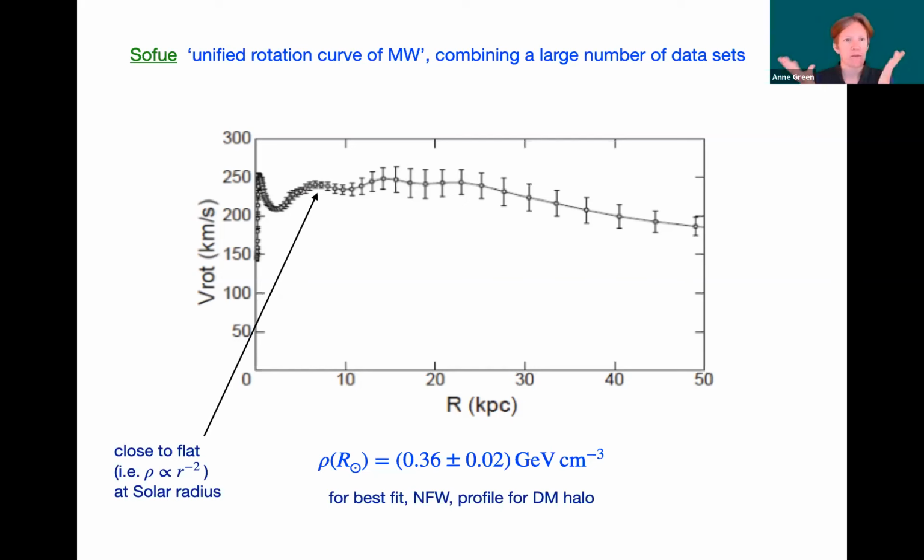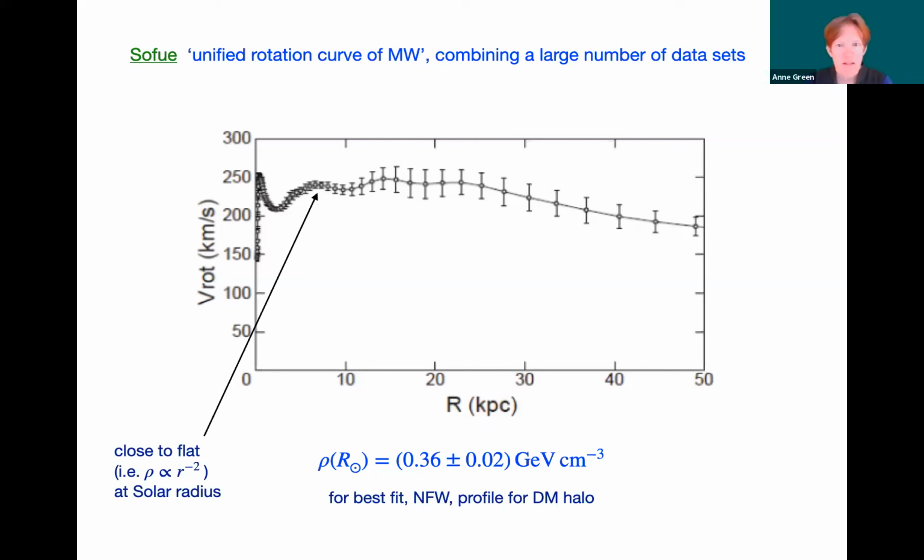It turns out it's a bit harder to measure it because we're actually sat in the middle of it. But nonetheless, here is a compilation of a large number of data sets, rotation speed, hundreds of kilometers a second, as a function of radius. And so the solar radius would be somewhere where my arrow is pointing.